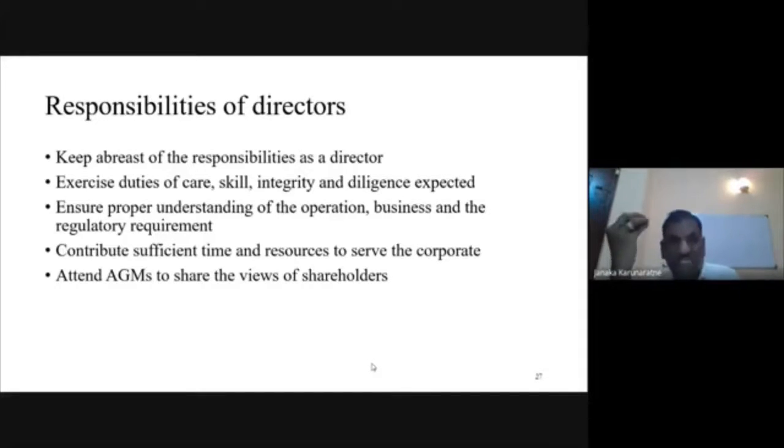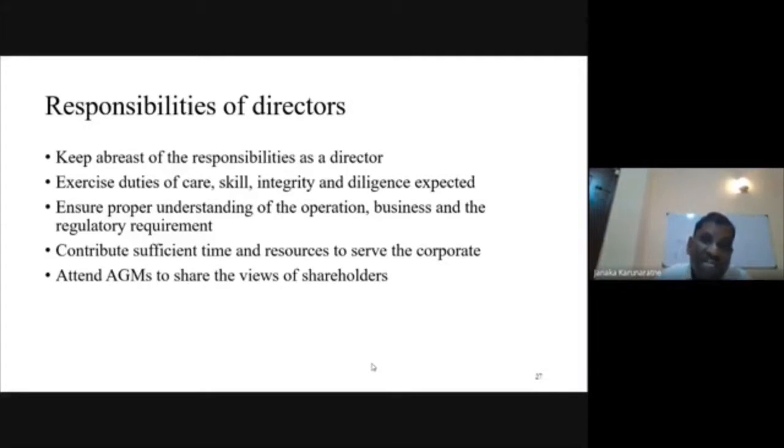So directors must exercise extreme due care in taking decisions, and they must use their skills, integrity and diligence. Okay, so these are very important when they perform their duties as directors of the board.